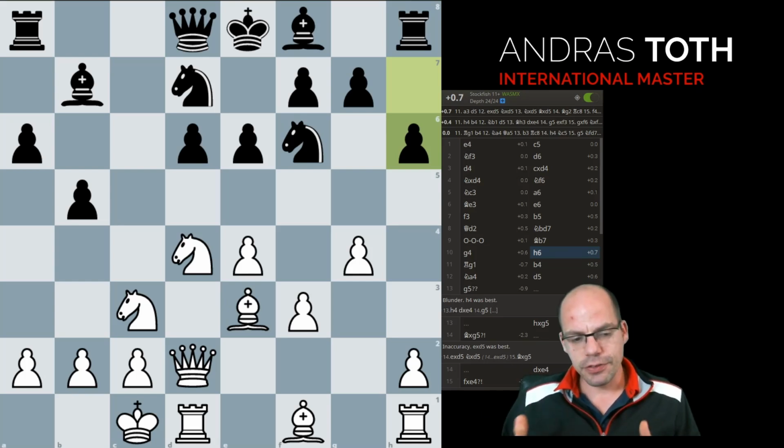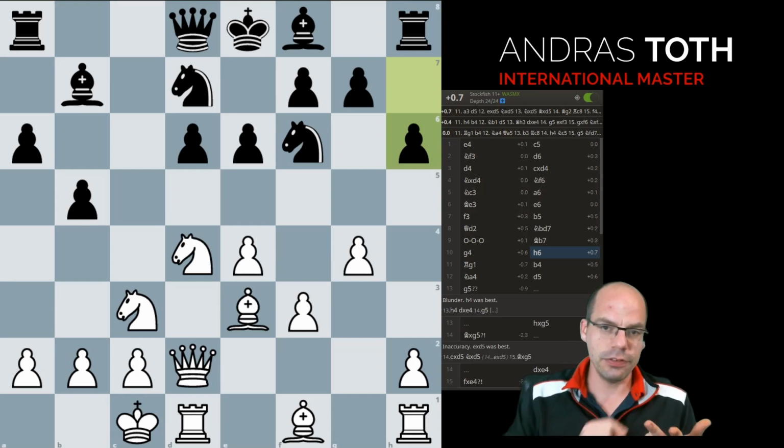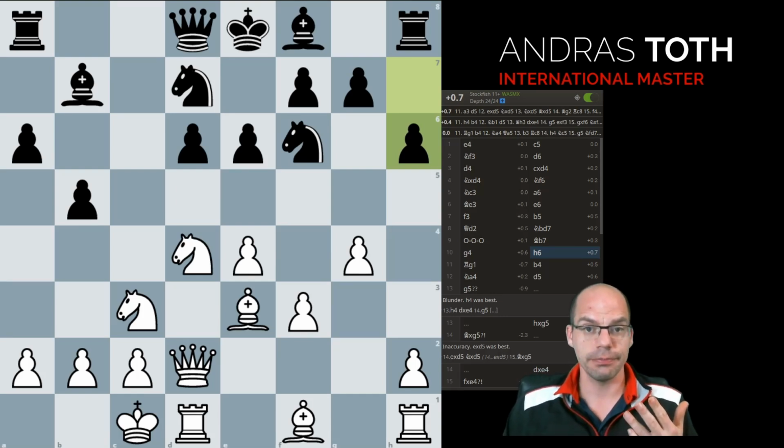So it is very important not just to identify the mistake, although that is crucial too, but then to get to the why and then get to the how do we fix it.